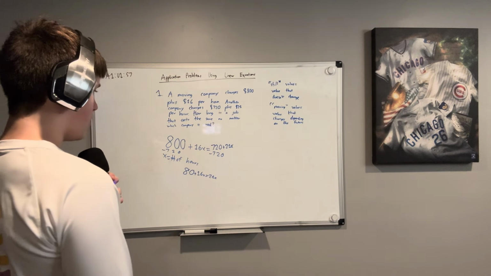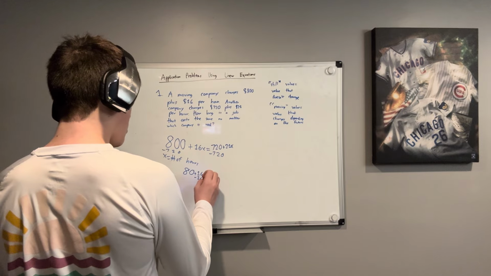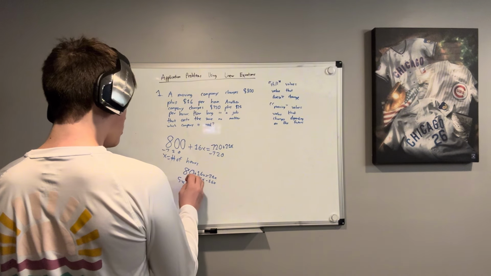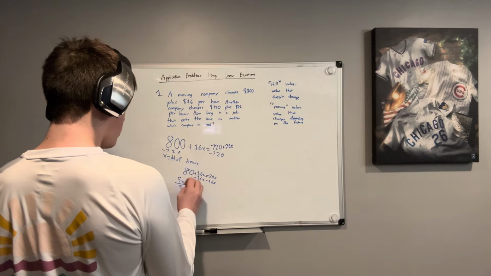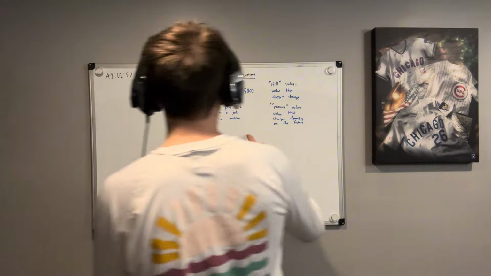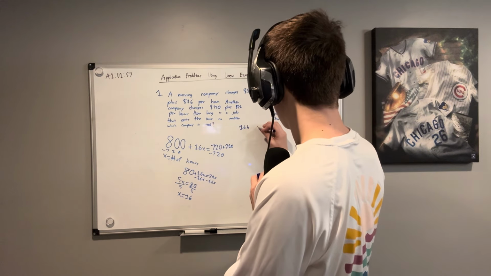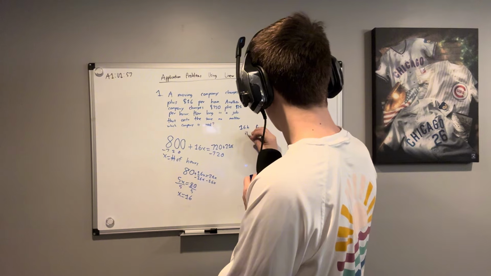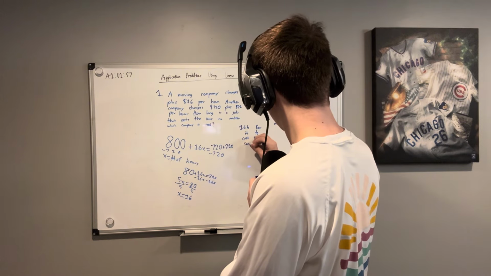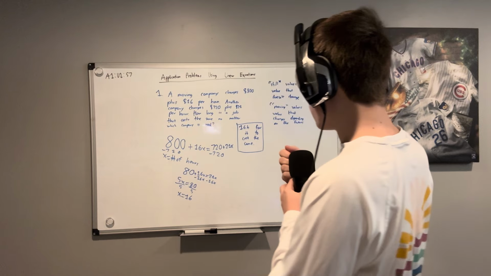And then we have to get the x's together. So we'll subtract 16x from this side, and we'll be left with 5x equals 80. We divide 5 on both sides, and we get x equals 16. So that means for our answer, we put 16 hours for it to cost the same. There we go. Now apply that to the real world.